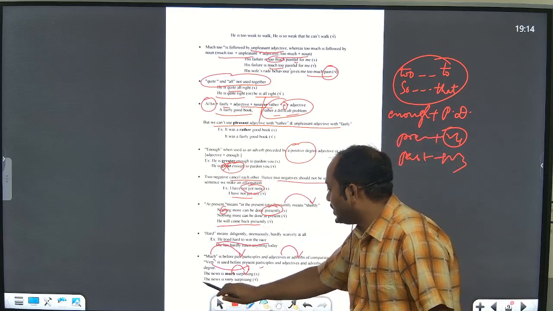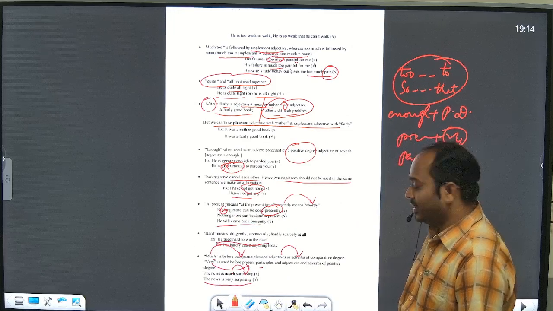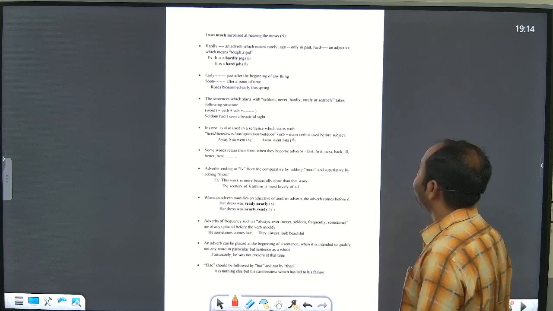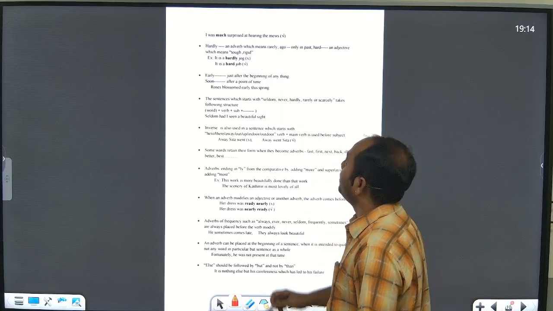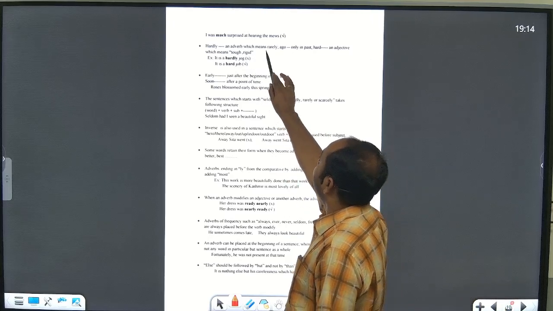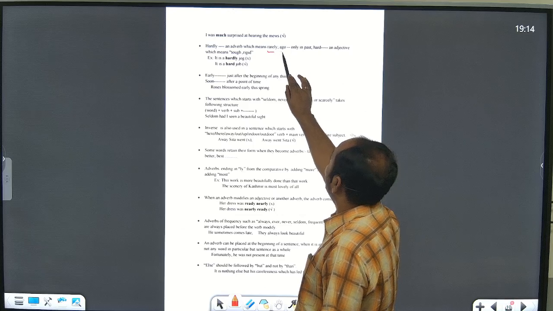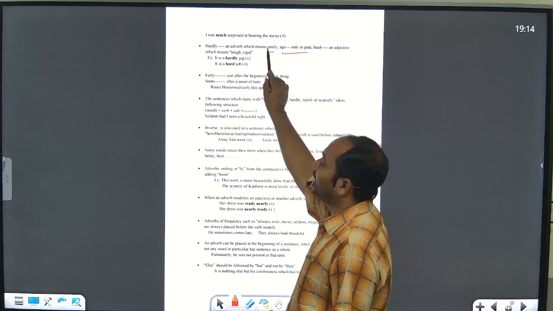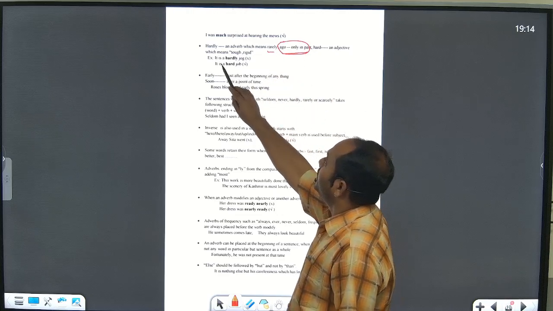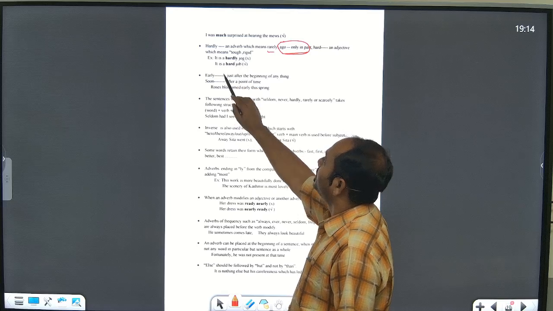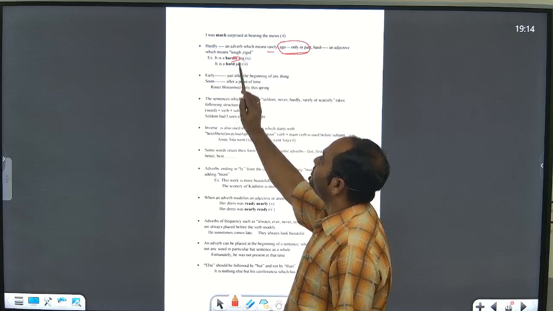So that's the reason "the news is very surprising." The news is very surprising. And "I was much surprised." I mentioned already. Okay. Next, hardly, an adverb which means rarely. Ago is used only for the past. The meaning of hardly is rare, and the meaning of ago is past. So "it is a hardly job" is wrong. It is a hard job.